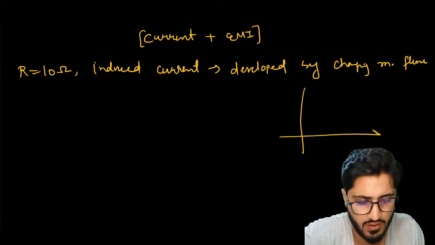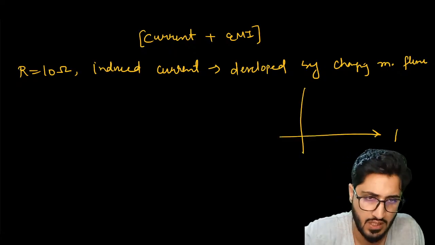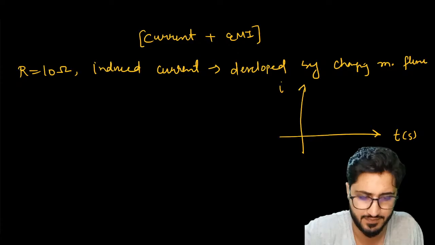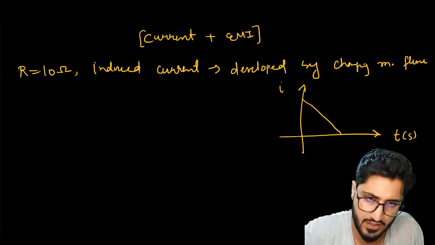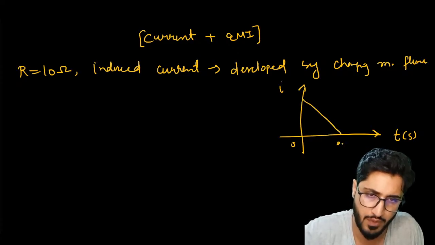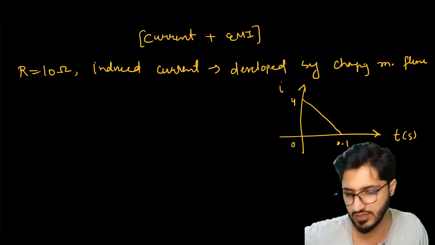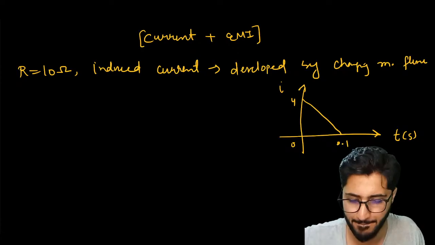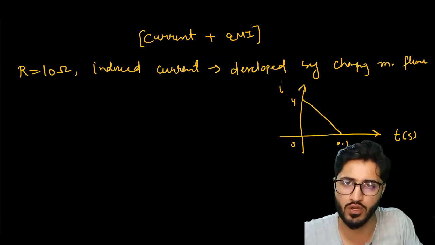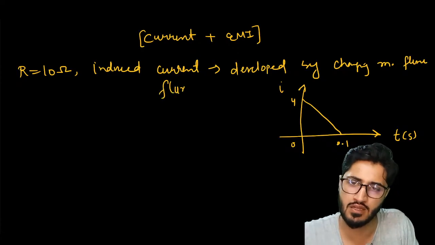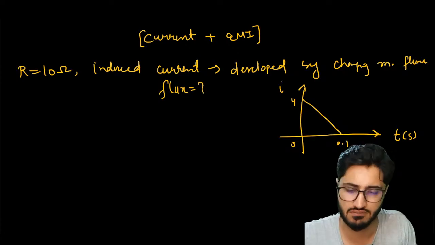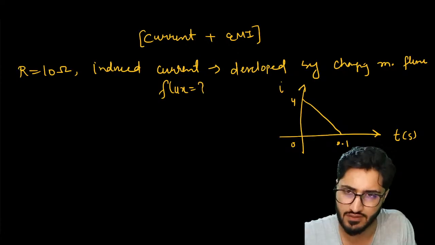How, sir? Look, time in seconds, and current. It is given in this way, and it is 0.1 second. Here it is 4. It is given to me, right? Find the flux. So what do we need to find? Flux. Sir, how to find flux? Do you know what is flux? Yes, sir. Delta phi. We know it now.